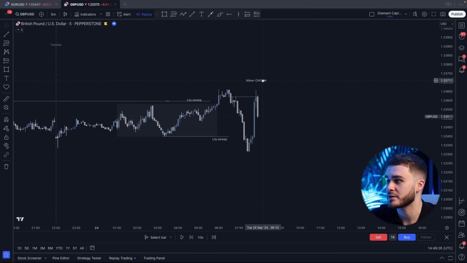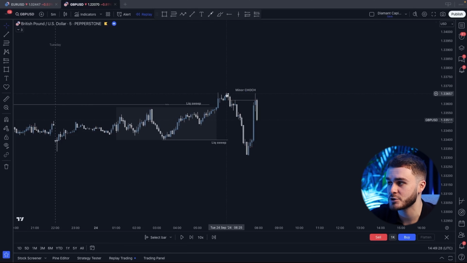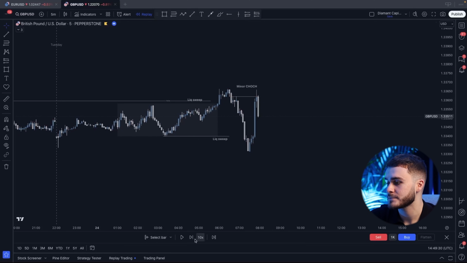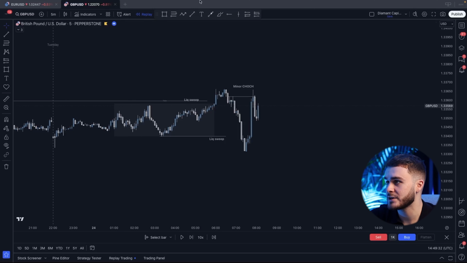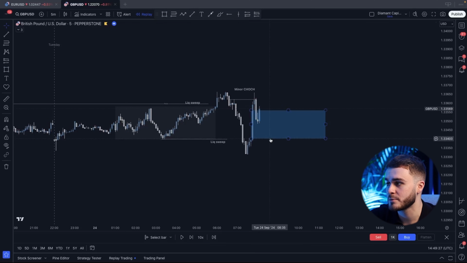Minor change of character at that point over there. It's not the major point over here, so that must be noted. As price continues downwards, obviously, yes, we do have this massive fair value gap or even this order block right at the bottom for price to bounce off of.